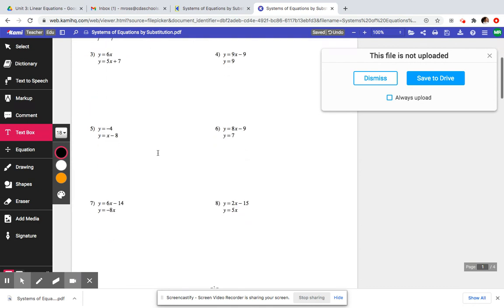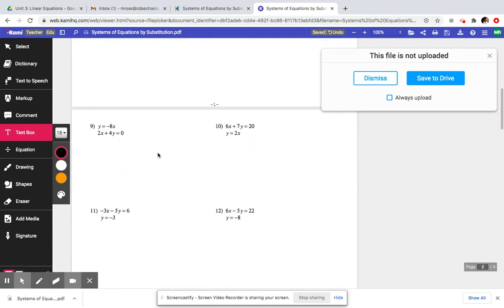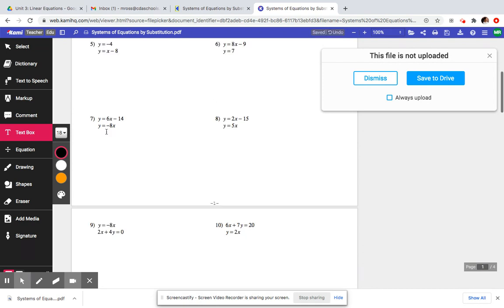All right, let's go ahead and go down to a few more difficult problems where we'll actually kind of have to work our way toward getting a variable. So let's do question 9. And question 9 says y equals negative 8x, and then we also have the equation 2x plus 4y equals 0. So we have to solve for both x and y.